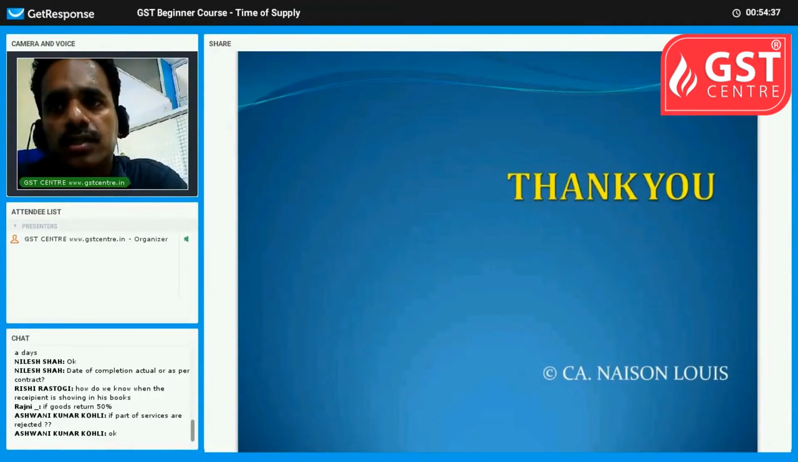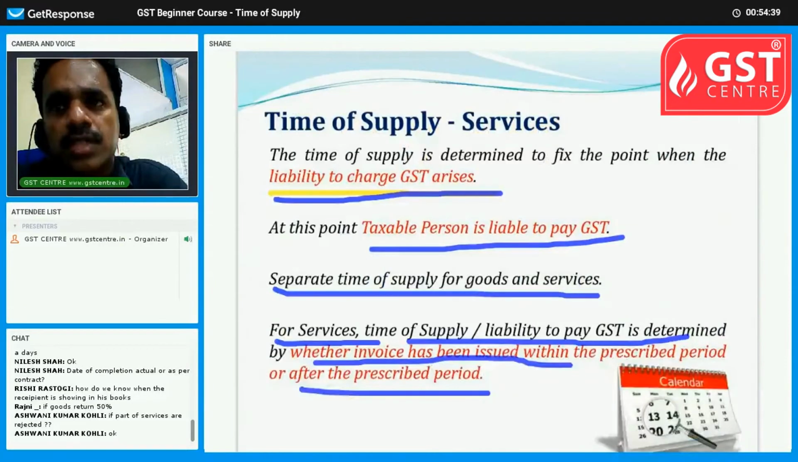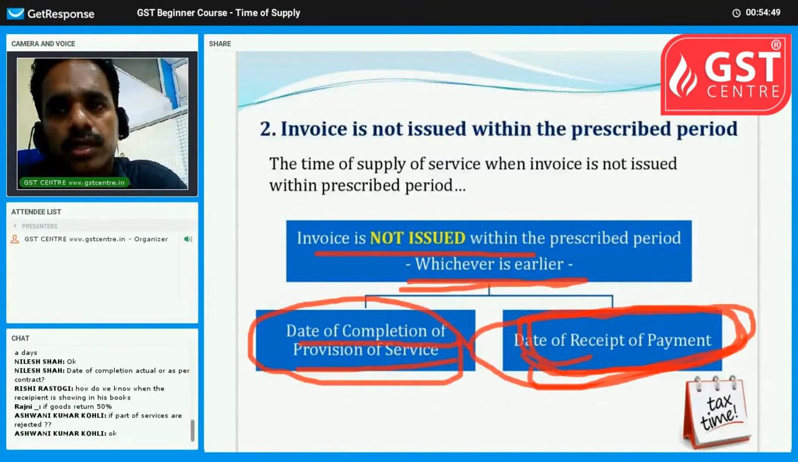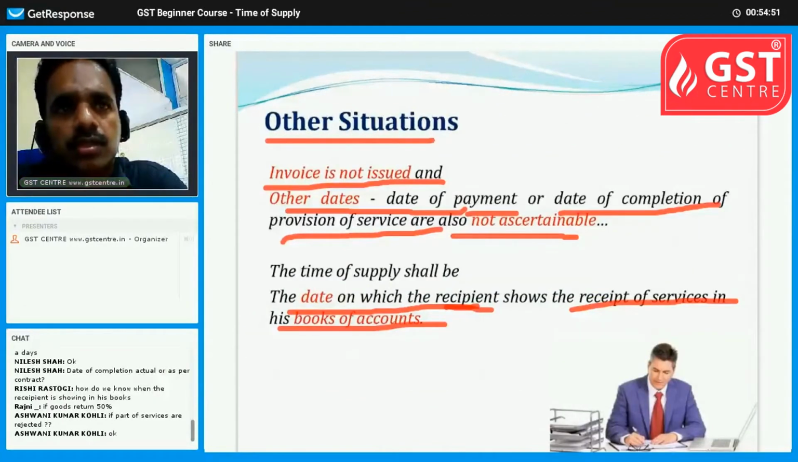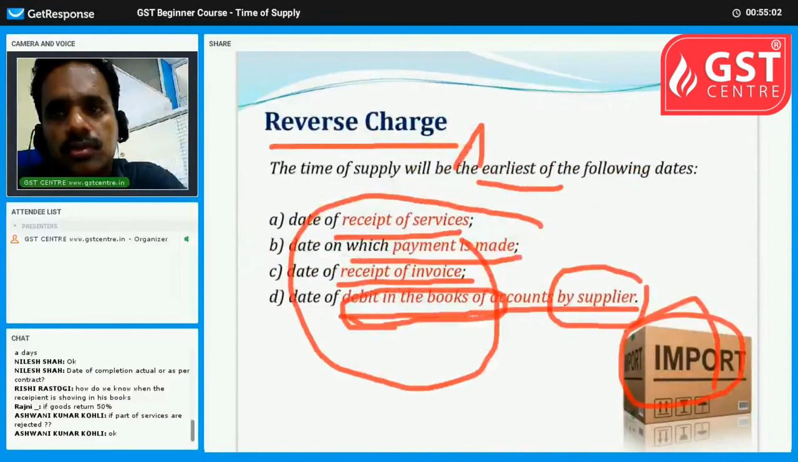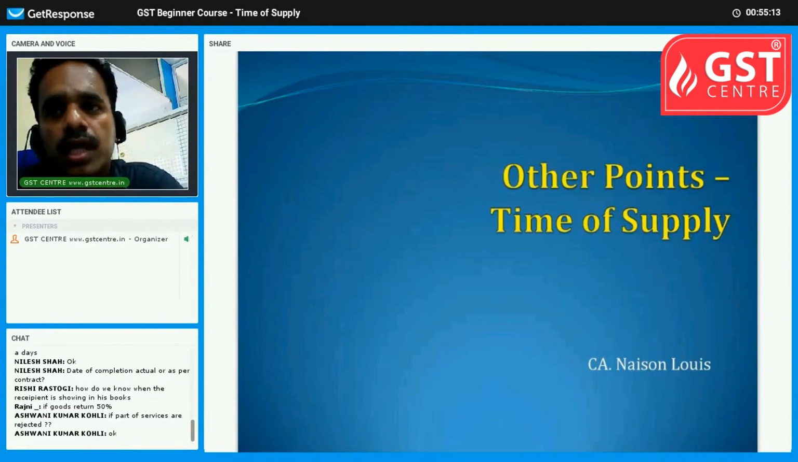Okay, so this is regarding time of supply for services. We will have to check whether the invoice was issued within the prescribed period or not. Then what we should do when the invoice is not issued or other dates are not available, and what we have to do in the case of continuous supply of services. Okay, and we have also gone through reverse charge. We will now go through the third PPT for the time of supply chapter.